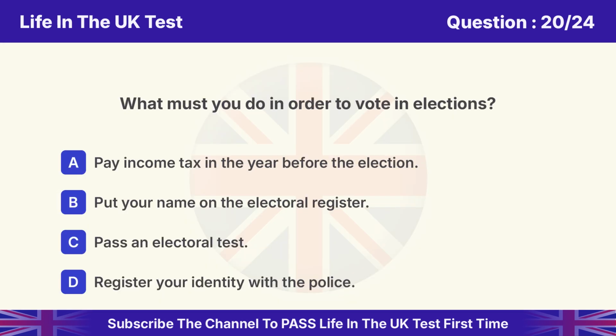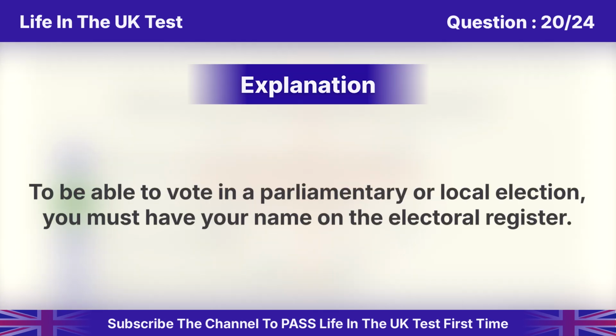Question 20. What must you do in order to vote in elections? Option A. Pay income tax in the year before the election. B. Put your name on the electoral register. C. Pass an electoral test. D. Register your identity with the police. Answer is B. Put your name on the electoral register. To be able to vote in a parliamentary or local election, you must have your name on the electoral register.